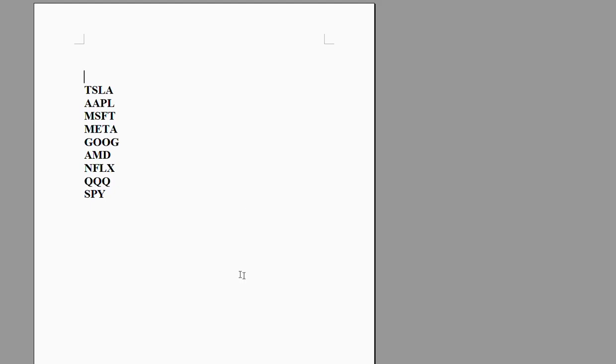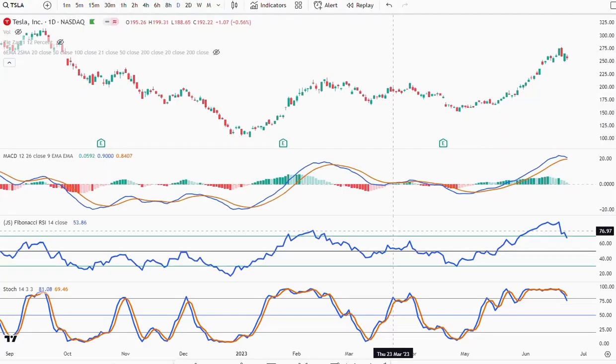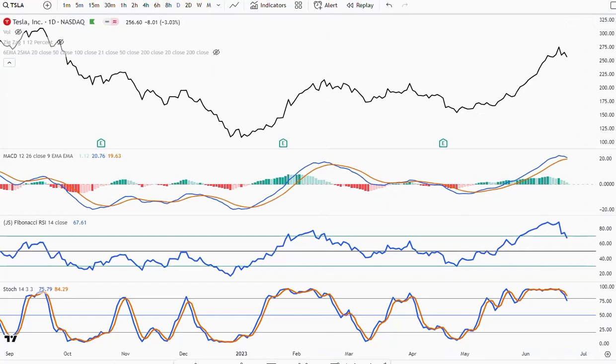But aside from that, let's just have a look at the technical picture. So this is Tesla. If I look at the line chart of Tesla, you'll see that Tesla has formed a lower high. This is the first negative sign. But if it were to rally and take out this level, then this no longer becomes negative. Then this becomes a positive pattern. So that's something to keep an eye on.